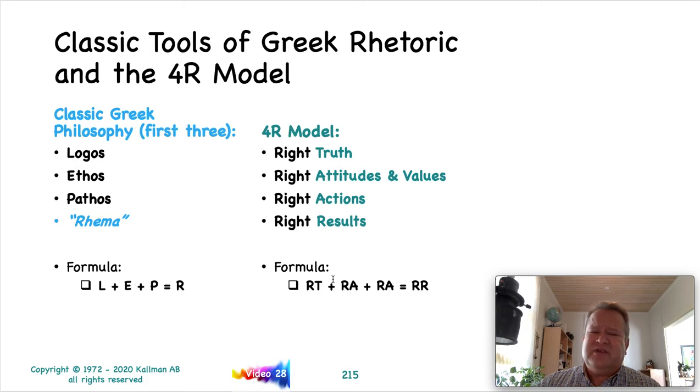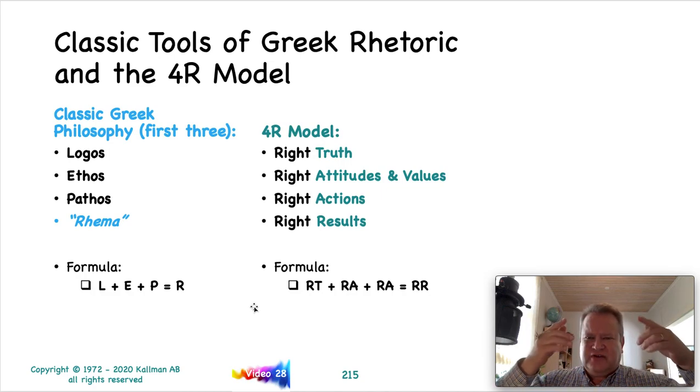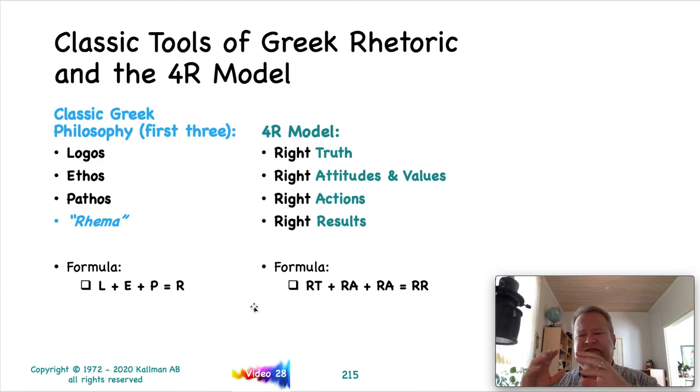And so the formula for our model is right truth plus right actions plus right attitudes and values plus right actions equals right results. So just keep that in mind. Any idea that you want to passionately turn into reality, this is how you take things from abstract to concrete. A lot of people struggle. How do I go from abstract to concrete? This is how you do it.